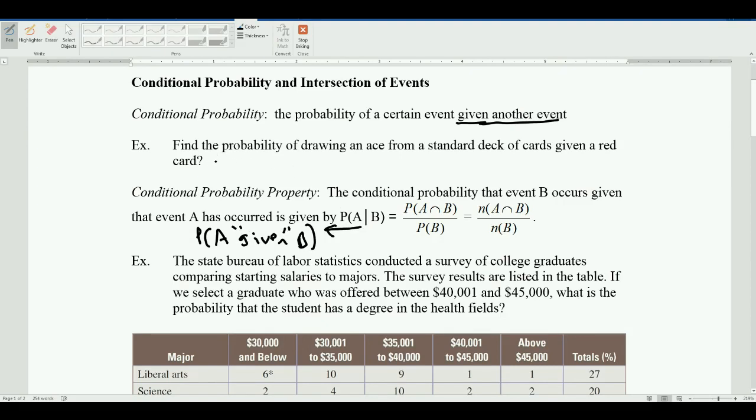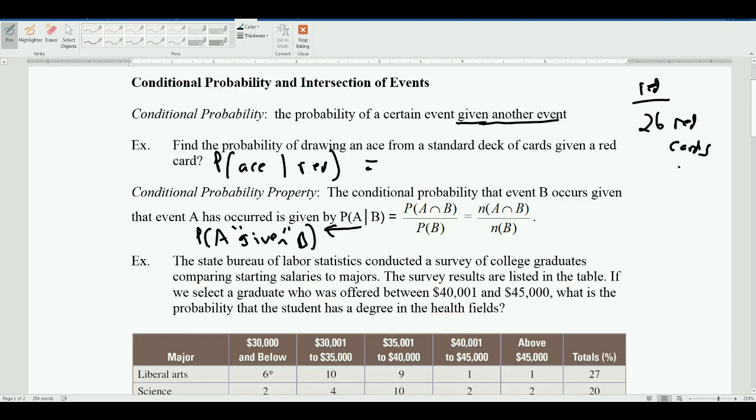So when you read this first example, find the probability of drawing an ace from a standard deck of cards given a red card. Now there's several ways of doing this, but here's the way I would like to do it. First off, let's write down the notation. We're going to say probability of drawing an ace given a red card. A lot of times it's easier just to think about it. So let's start with the red cards. How many red cards are there? There's 26 red cards total. So that means we're only going to look at the 26 red cards.